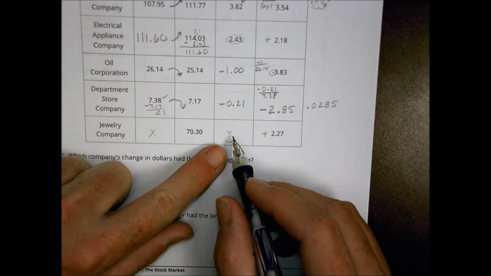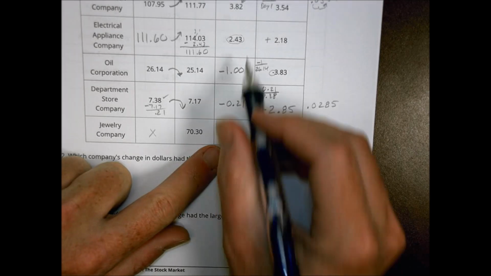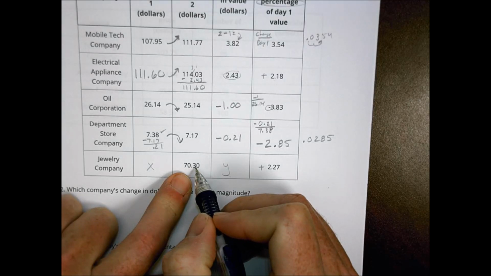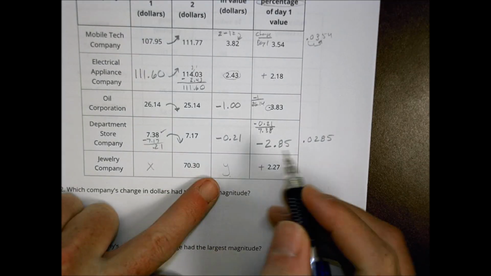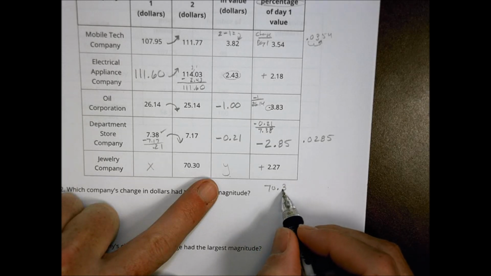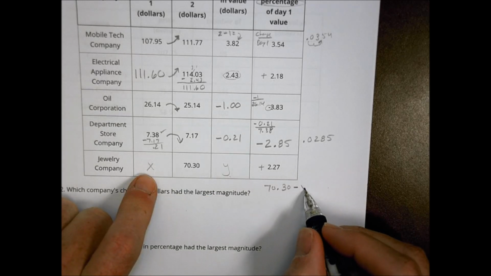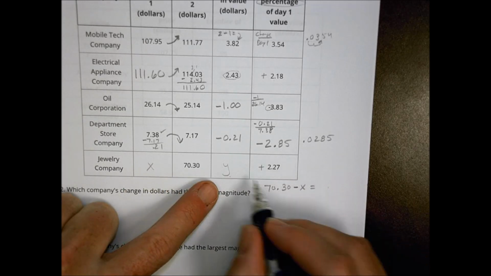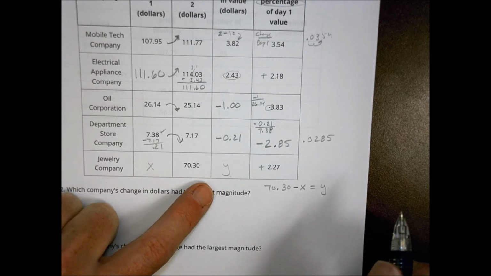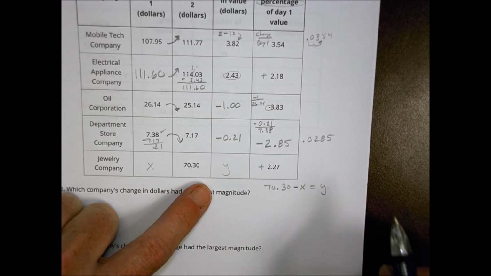We said that in order to find the value of Y, we take the day 2 value minus the day 1 value, and that gets you Y. So it would look something like this: day 2's value is $70.30 minus day 1, which was X, is equal to Y. That's one of our equations to work with here. Can I solve that? Nope, I have two variables, so I really can't do much with that.